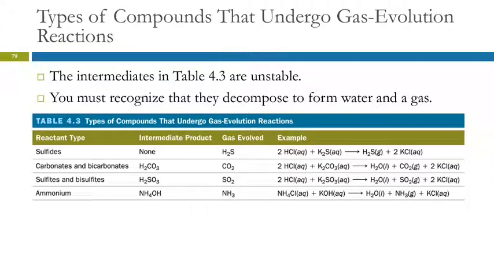So you do need to know the 4 groups in this table. The first one is that H2S. If you swap partners and one of them is H2S, the correct state symbol is G. Because if you get carbonic acid, sulfurous acid, or ammonium hydroxide, you need to remember that those 3 substances are unstable, and they will decompose to form water and a gas. And knowing what gas they make is actually not that hard. So I'm going to show you how that works.